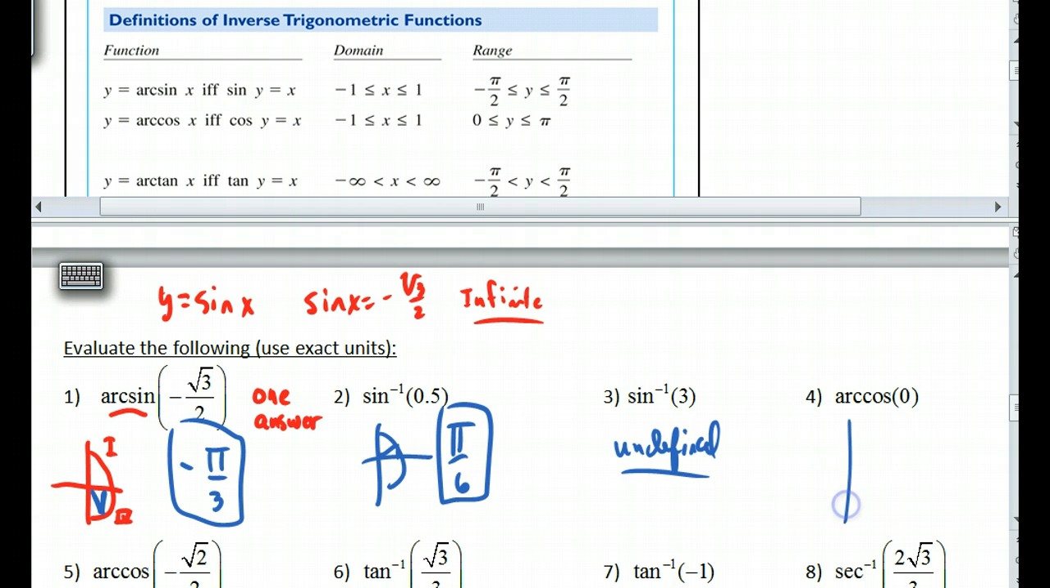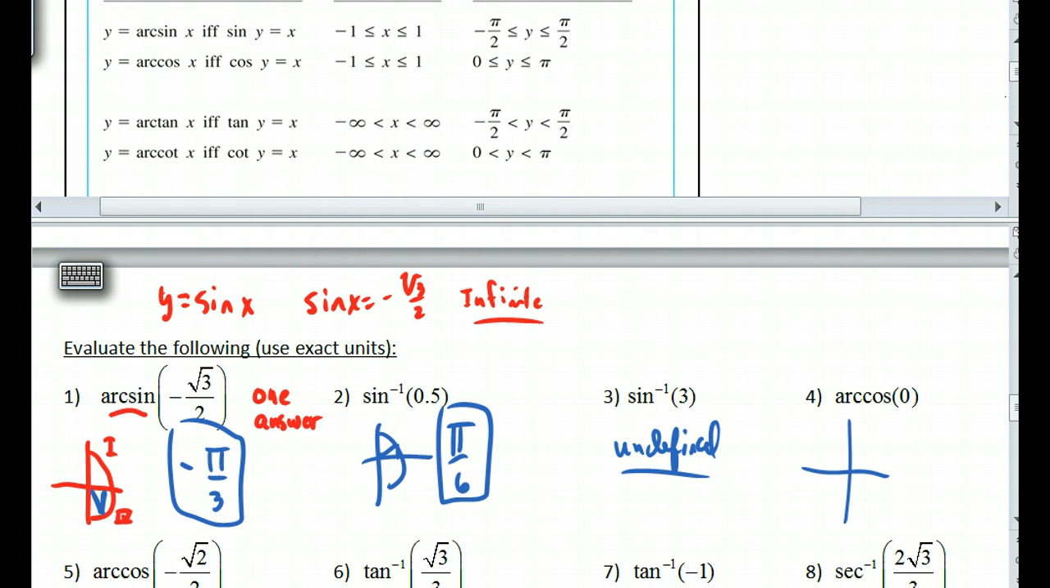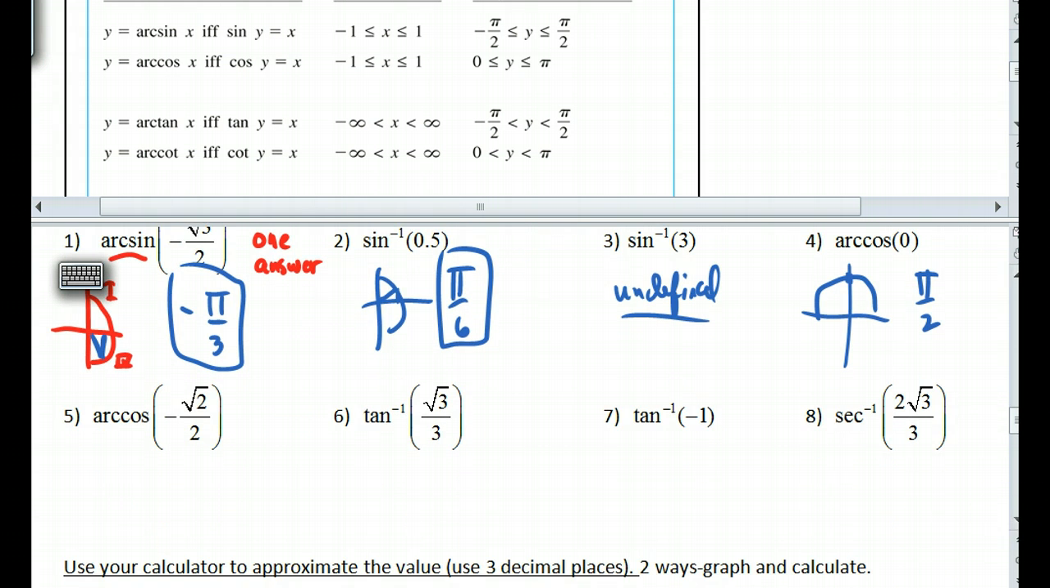Arc cosine of 0. Now, what happens with the cosine is that the domain's a little bit different. I'm sorry, the range is a little bit different. For the cosine, we're going to go from 0 to pi. So on the unit circle, I only could find answers in these two quadrants. Well, when is the cosine 0? It would be at pi over 2. Is our answer in this interval? Yes.